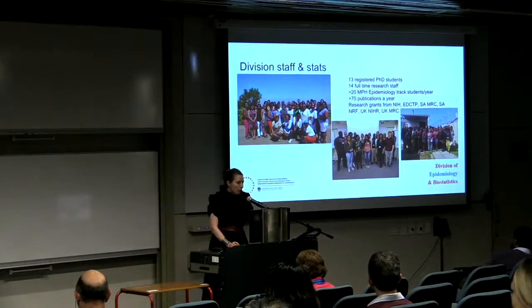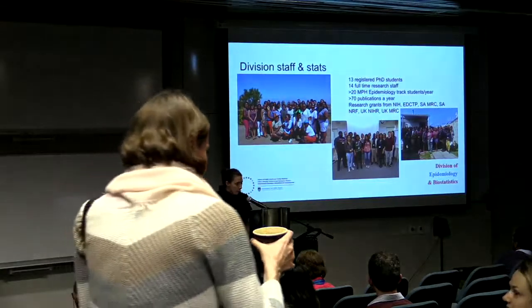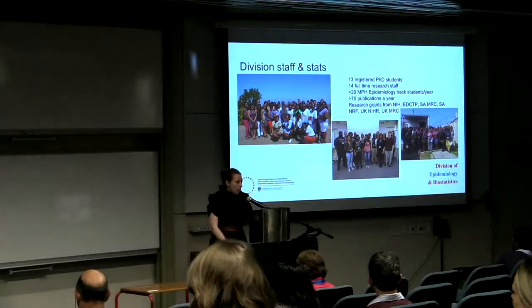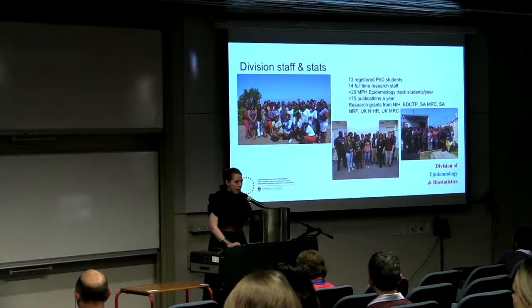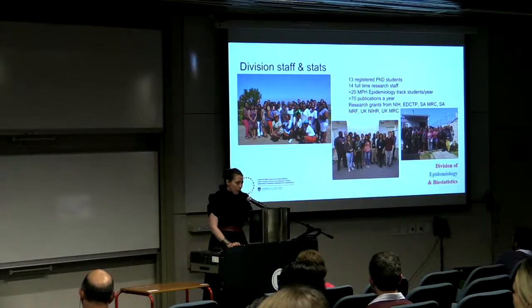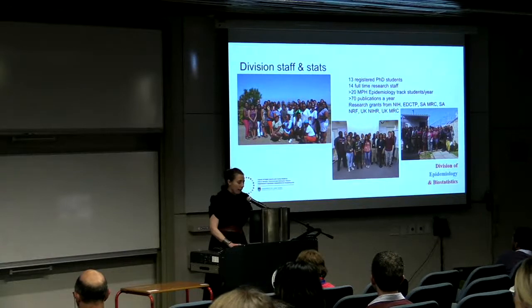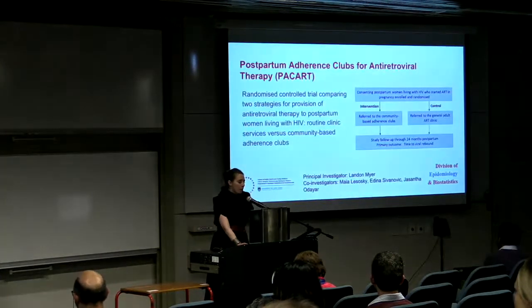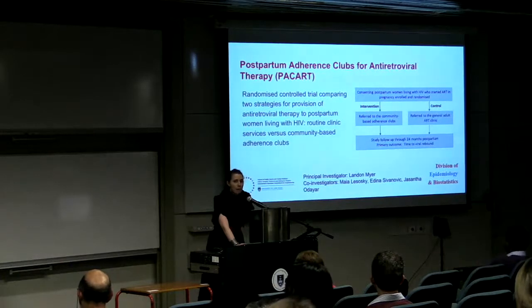We have 13 registered PhD students, 14 full-time research staff on this campus, and then a number of full-time research staff based at Googs, and lots of part-time research staff. More than 20 MPH students, I didn't count them, sorry, every year. Lots and lots of publications, that's a random guess, and research grants from what I could think of off the top of my head. I'm going to give you a 30-second introduction to some of the research that happens in the division.